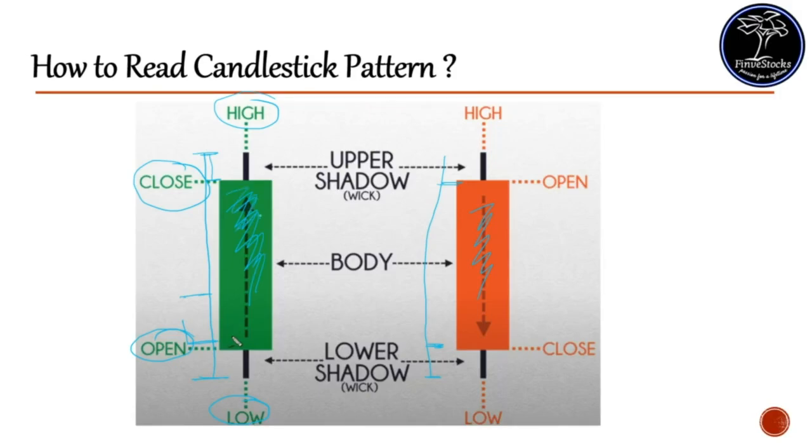The main area where the color is there is called the body of the candle. And the two shadows on the top and bottom represent the wick of the candle. The wick will show the highest and lowest point of a particular candle in that session. By session, we mean the duration of the candle.